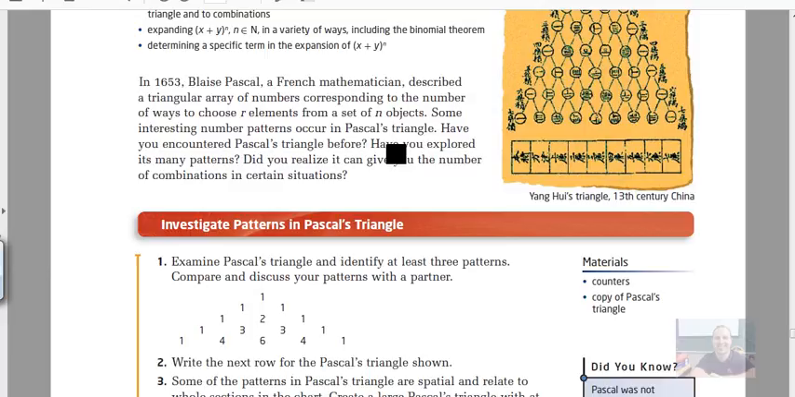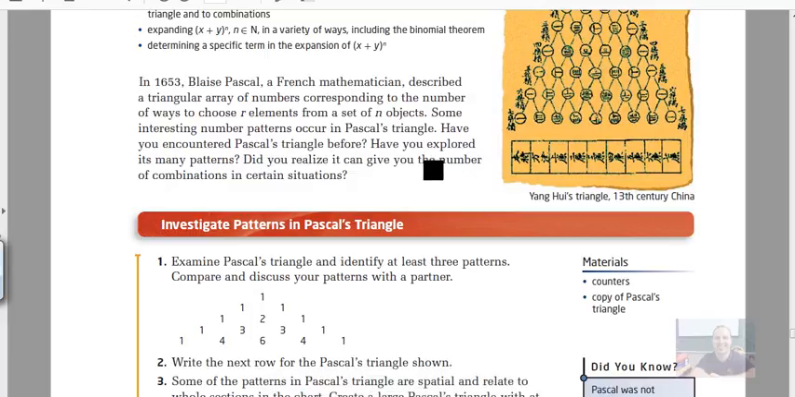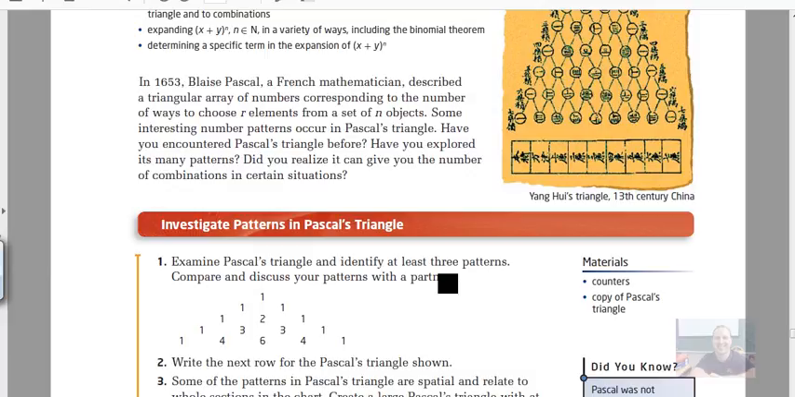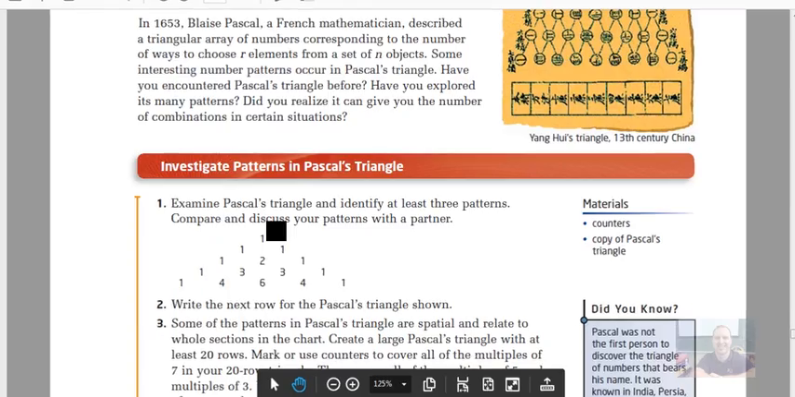So when we talk about those terms, that's combinations, okay? You choose a certain number of elements from a total number of objects. So we'll talk a little bit more about that in a bit. Some interesting number patterns occur in Pascal's triangle. So we're going to flesh this out a little bit. I'm going to show you how we came upon it and how you make Pascal's triangle. And then I'm going to show you some connections to combinations and connections to the expansion of a binomial. Okay, so that's what the lesson is on today. And this is the beginning of Pascal's triangle.